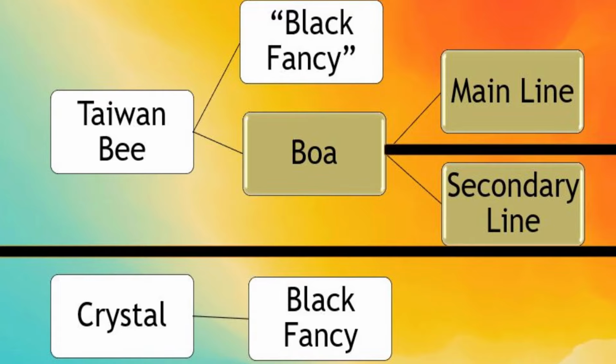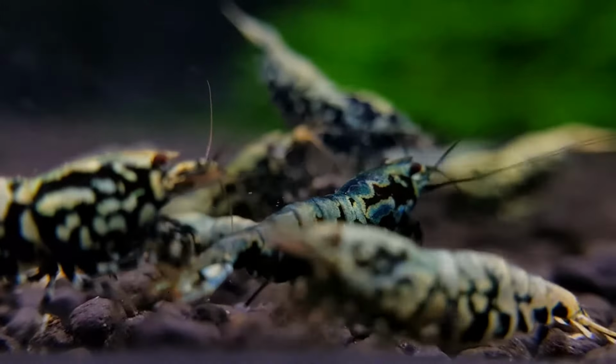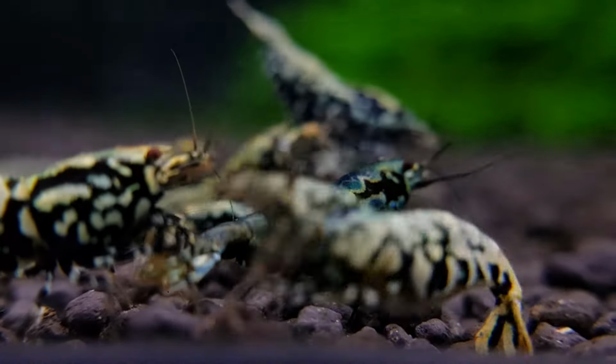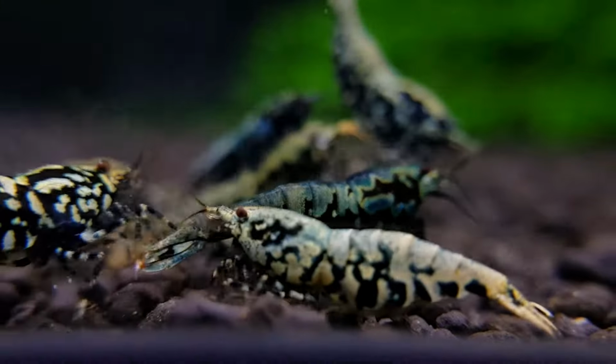Now I want to take this opportunity to dive a little bit deeper into the categorization between the Taiwan B and the crystal lines, and then we will move on to the main line and the secondary line. As you can see from this hierarchy, the Taiwan B and the crystal streams are differentiated. In Taiwan B, let's take for example the boas. We know the boas were created by a very reputable breeder, Skyfish.